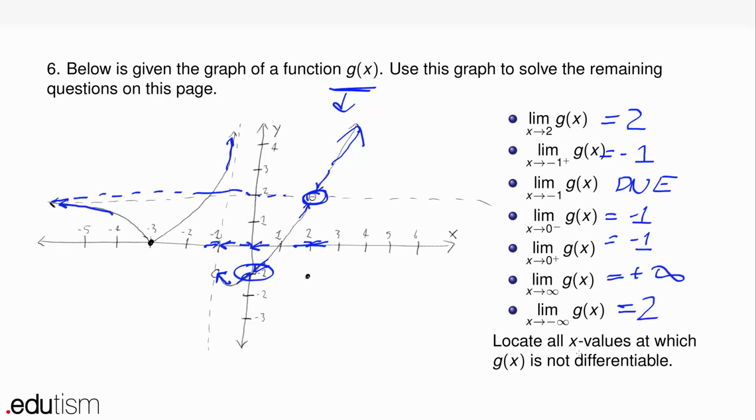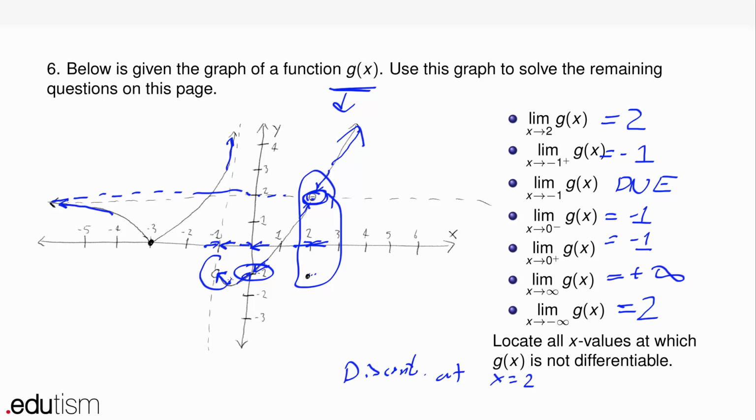The second part of this question asks us to locate all x values at which this function is not differentiable. There's a couple of things I'm looking for. First, I'm looking for places where it's not continuous. Well, it's not continuous here, because you've got a hole in the graph of the function and a point down below. So it's discontinuous at x equals 2.